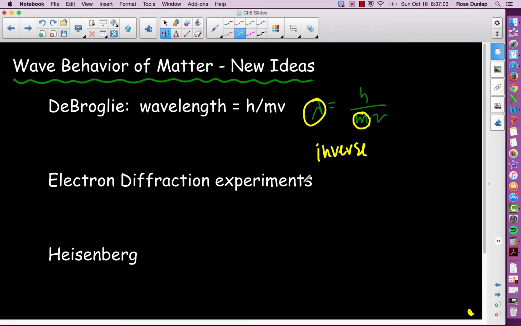But somebody eventually got the idea, well, why don't we try that with electrons? Let's take electrons and put them through a crystal and see if they diffract. And indeed, they do diffract, which means that electrons, which we know to be particles, which we know to be matter, also diffract, meaning they travel in waves, just like light does. Werner Heisenberg came up with, after all of this, the uncertainty principle.